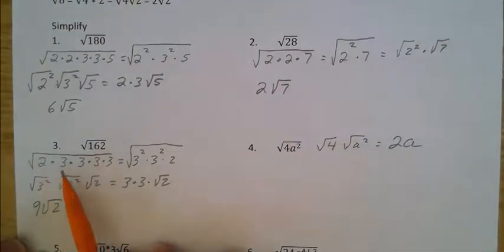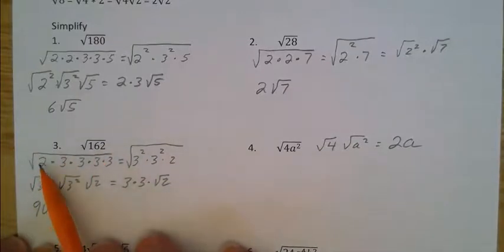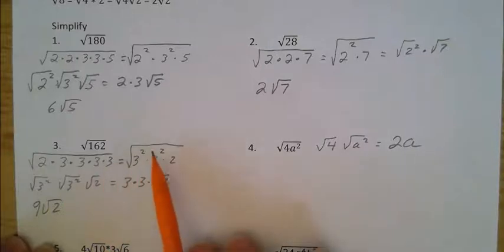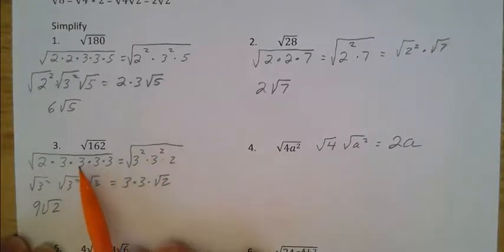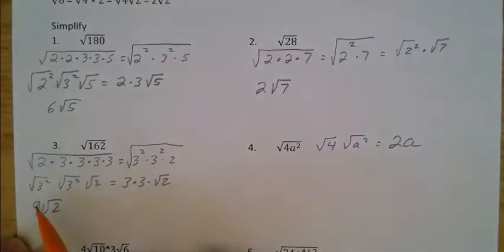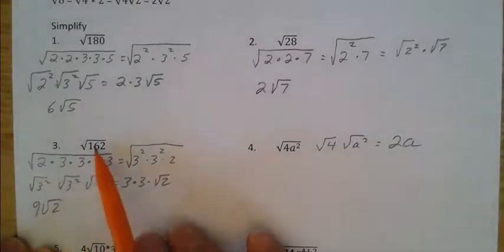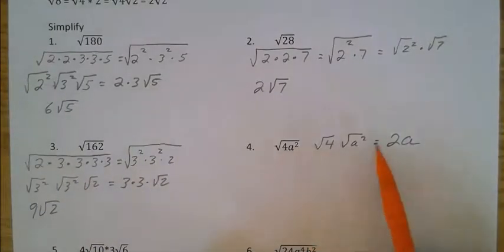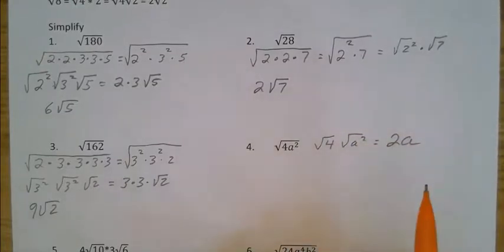Number 3. 162. 2 times 3 times 3 times 3 times 3. So I did the pair of 3s, another pair of 3s, and then the 2. So square root of 3 squared, square root of 3 squared, square root of 2. 3 times 3 times square root of 2. 9 times the square root of 2. 81 times 2 is 162. And then square root of 4 is 2. The square root of a squared is a. You don't necessarily have to show that step there.